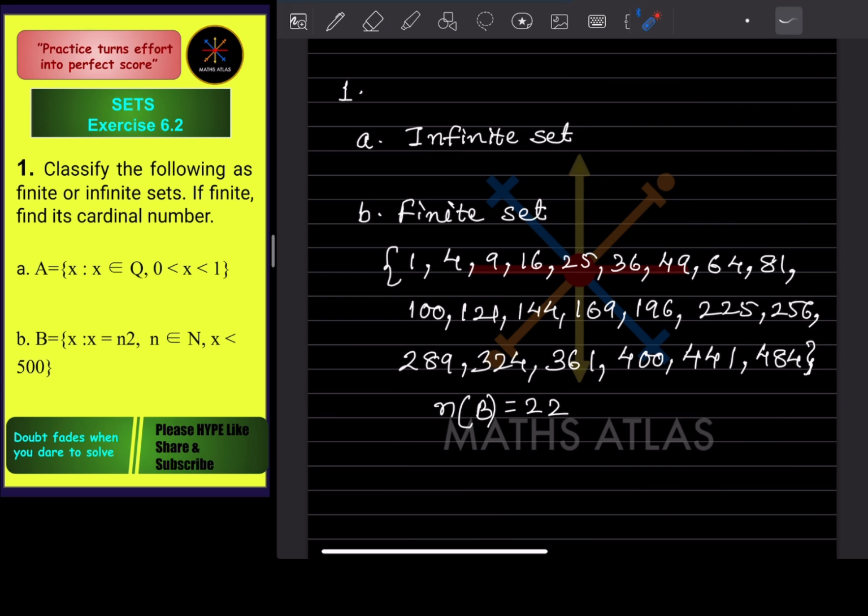So we can say this is a finite set. If it is finite, we have to find the cardinal number. So we have to count the numbers in this set, and there are 22. So we can say n of B, because B is the set given, is 22.